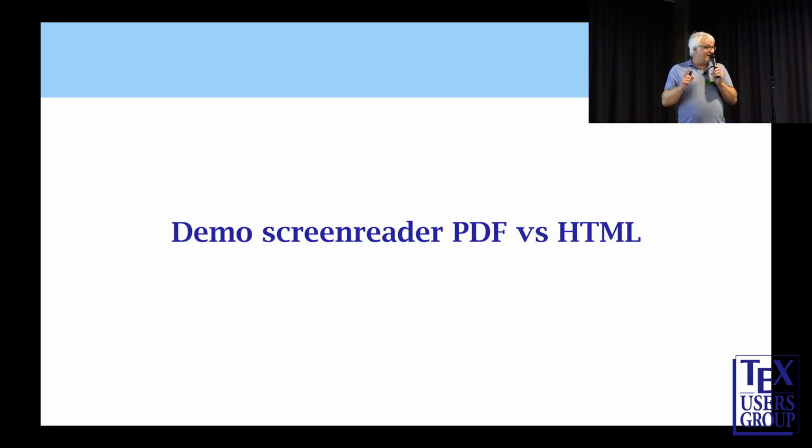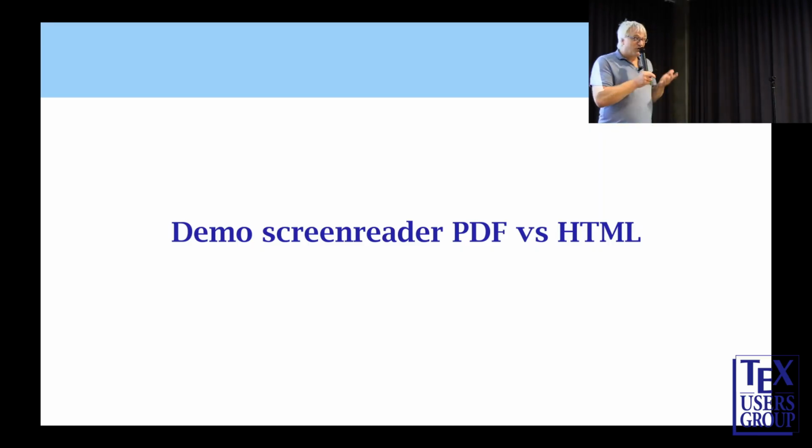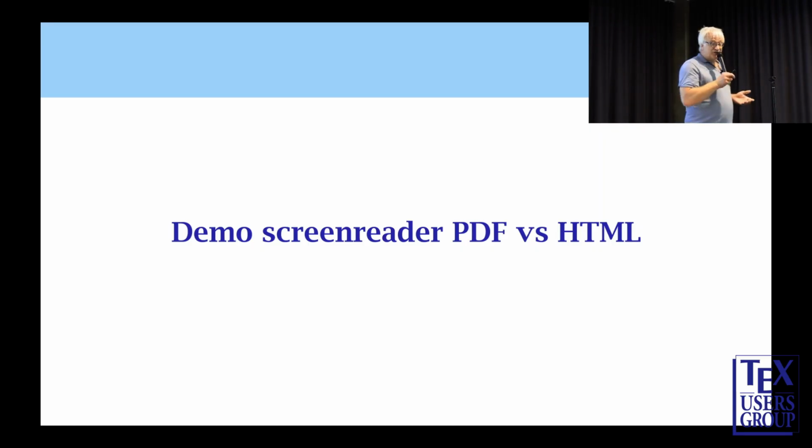So I want to give, because it was mentioned today already, many people probably have no idea what this practically means, PDF 1.7 against PDF 2.0 or against the HTML version. So here is a screen, here is NVDA reading first a PDF and then an HTML.